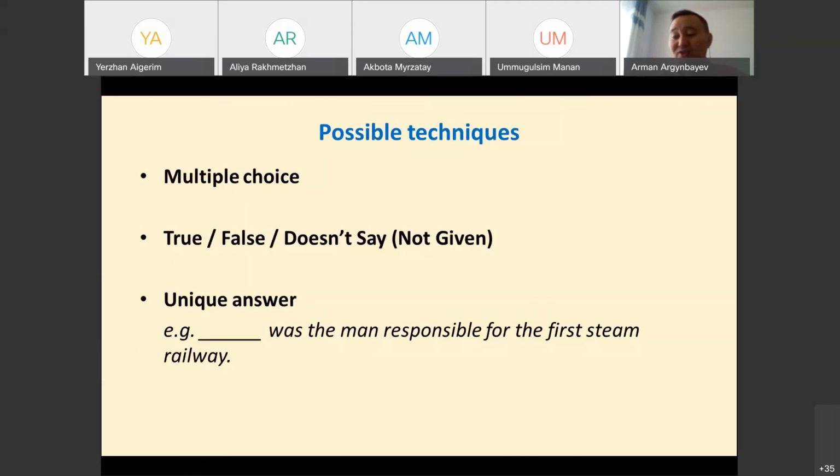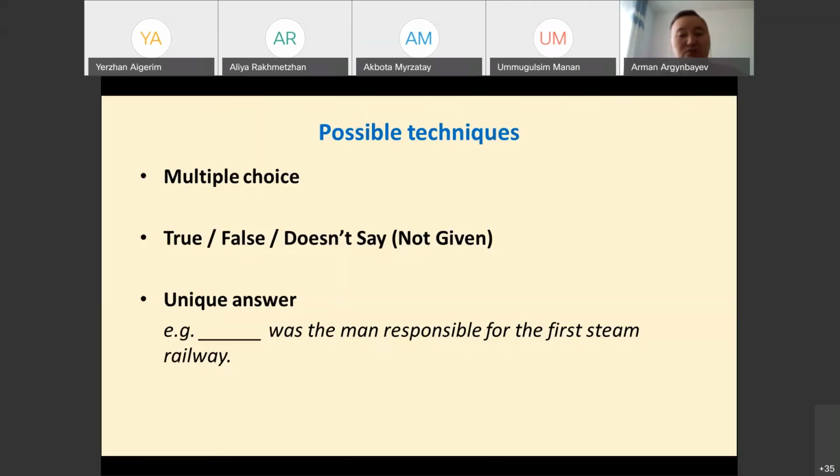This is quite challenging. A lot of students struggle with doesn't say. They don't see the difference between doesn't say and false. So if you use this technique, make sure that your students have actually practiced it before. You must teach them how to differentiate doesn't say from false. False is information that is incorrect in the text. Doesn't say is totally not mentioned in the text. But still, some students struggle. They can't see the difference.